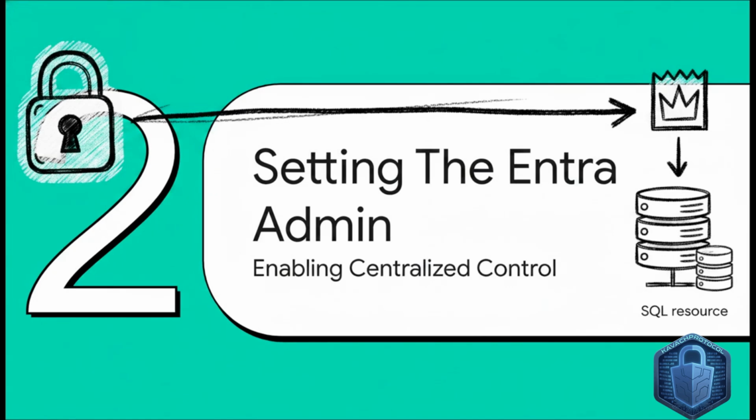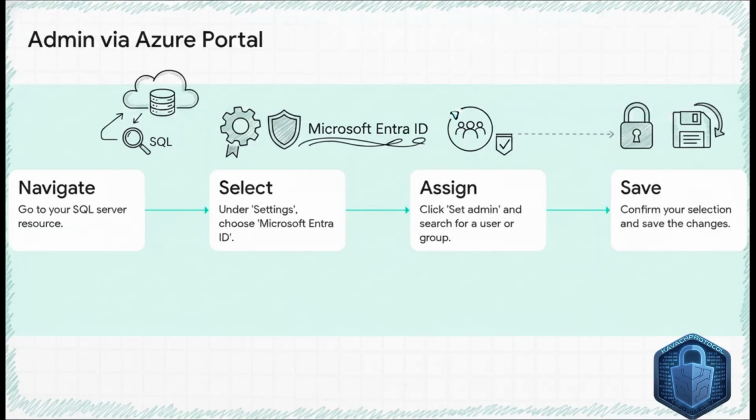Okay, on to our first major configuration step. To switch on Entra Authentication, you have to tell your SQL resource who's in charge. You do that by assigning a Microsoft Entra administrator. You can think of this person or group as the linchpin, the one critical connection between your SQL server and your entire identity system in Entra. Now, the easiest way to do this is just right there in the Azure portal. You just navigate over to your SQL server, look for Microsoft Entra ID in the settings, click Set Admin, find the user or group you want to give this power to, and then you just hit Save.